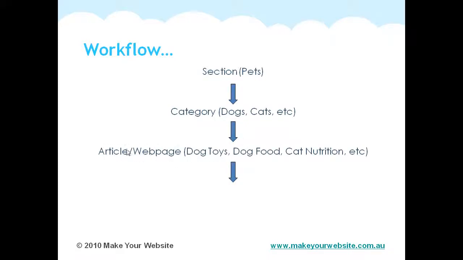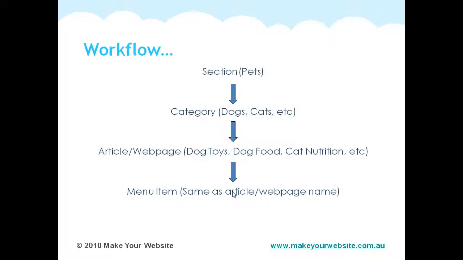Now, Joomla calls it an article. That's commonly known as a web page. Okay, so an article is like a single web page. An example of articles would be dog toys and dog food, which would obviously come under the dog category, and cat nutrition would come under the cat category. Okay, and finally after that, to link to those web pages, we usually use menu items in menus. Okay, the names of those menu items are obviously normally the same or very descriptive of the actual article or web page title that we're linking to.